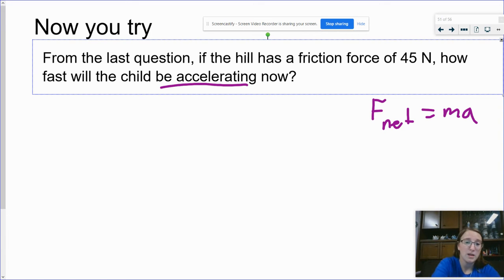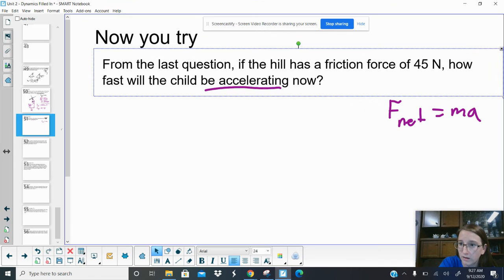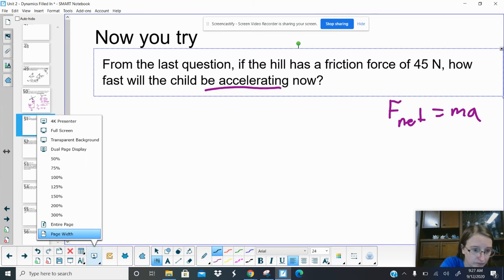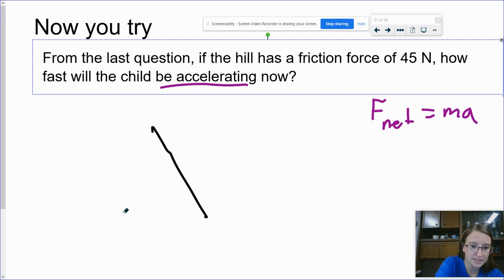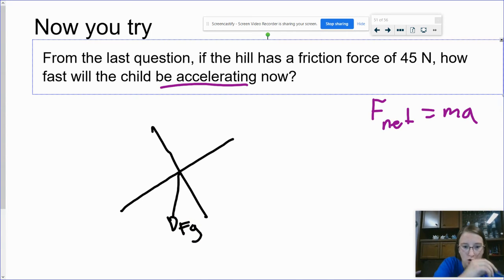Okay, let's take a look. So here's how our picture is different. Here's my axis. Here's gravity. That's still the same. We have the force of gravity in the x direction we already found as being 87 newtons.